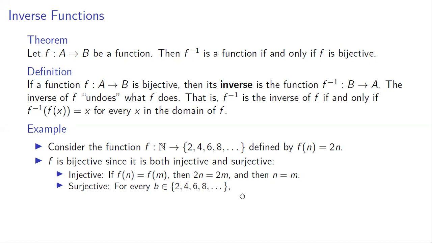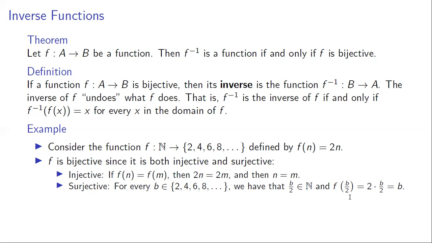So for every b in the codomain, first of all, we note that if we do b divided by 2, that's a natural number, right? If you take any even number, like 2, and divide it by 2, it's a natural number. If you take 4 divided by 2, it's a natural number. If you take 6 divided by 2, it's a natural number, and so on. So you take any even natural number, and you divide it by 2, you get a natural number. And f of b over 2, well, that's going to be 2 times b over 2, which is b.